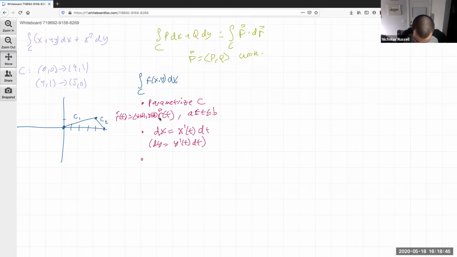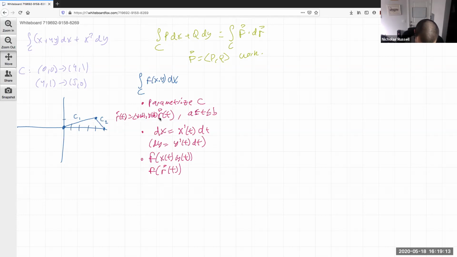Then I'm going to find f of x of t and y of t. I'm going to plug in my parameterization, which is sometimes written as f of r of t. Everywhere I see x, I plug in x of t, and everywhere I see y, I plug in y of t. My goal there is to find the function height at all of my points on the curve. All the points on the curve can be described by r of t, so I just plug in all the points there.